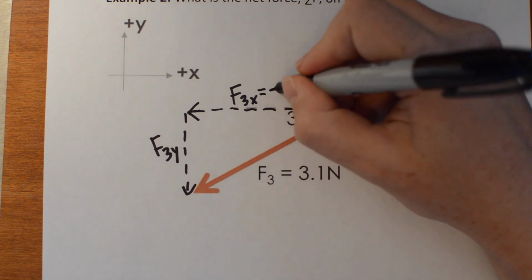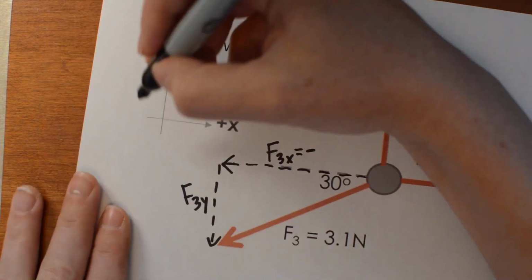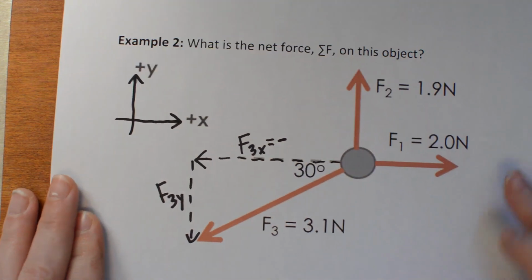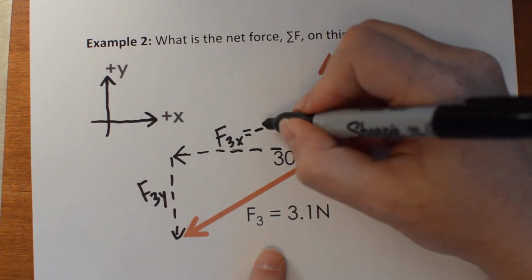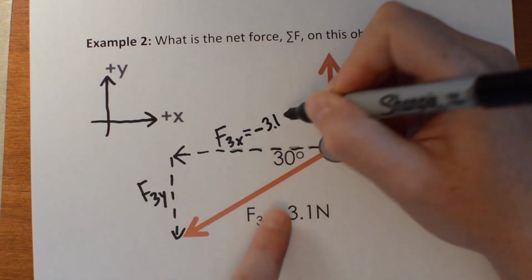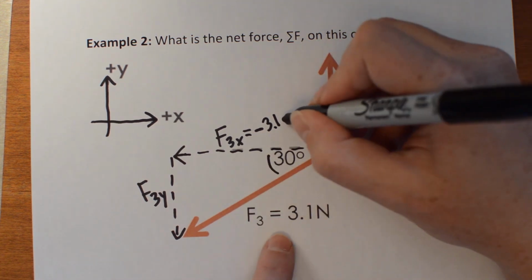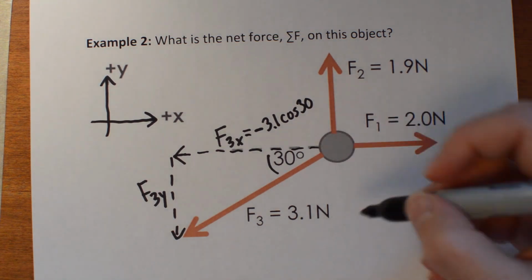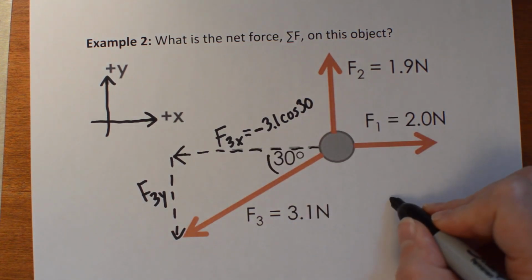Okay, so let's calculate what those are. F3x is going to be negative because it's backwards, and our x is positive forwards, y is positive upwards. So F3x will be negative. It'll be negative 3.1. It's close to the 30 degrees, so it'll be cos of 30. I'm not going to have room there, so I'm going to write it down just over here.